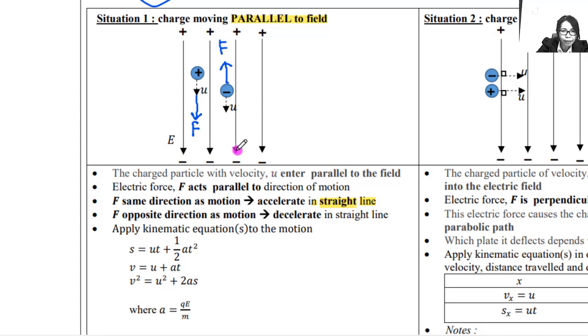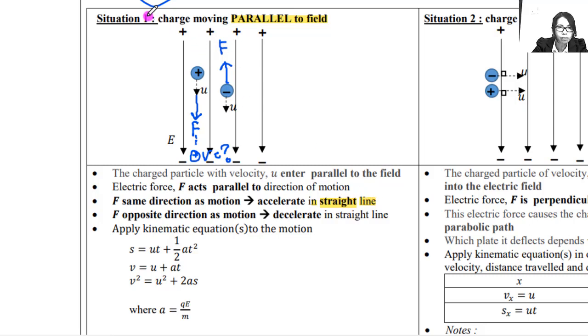Or maybe I would like to find the final velocity when the positive charge reaches the negative plate. How am I going to find the final velocity when the charge reaches the plate? I might use the kinematic equation v equal to u plus at, or v squared equal to u squared plus 2as, whereby the acceleration experienced by the charge can be calculated using QE over m. So why can we use the kinematic equation? Because the charge moves in a straight line.